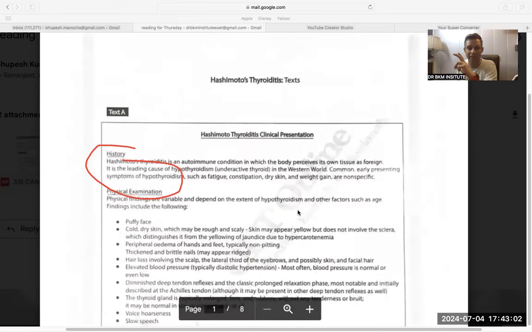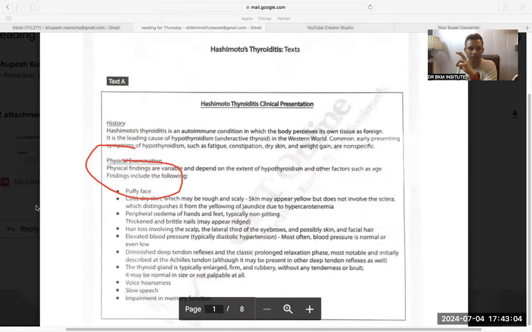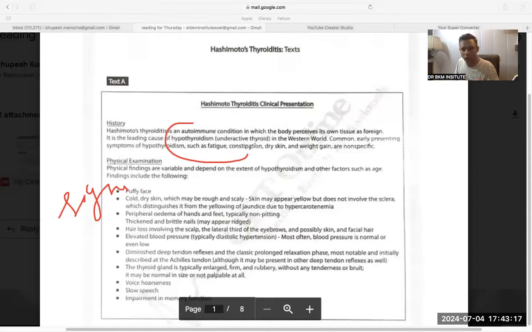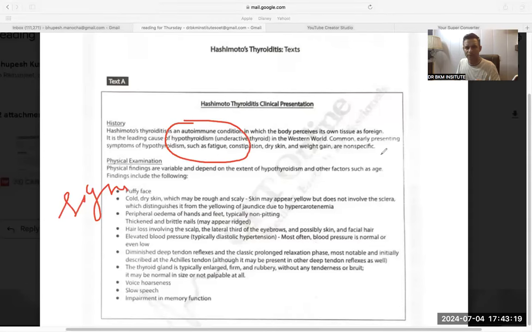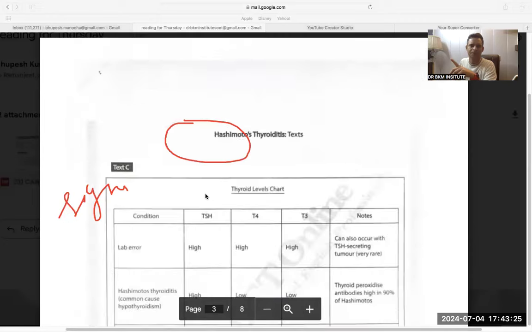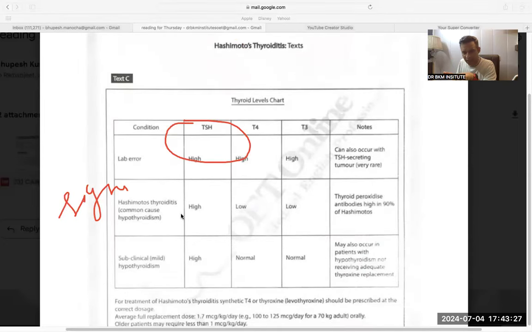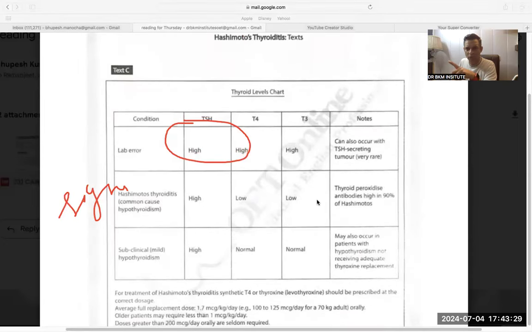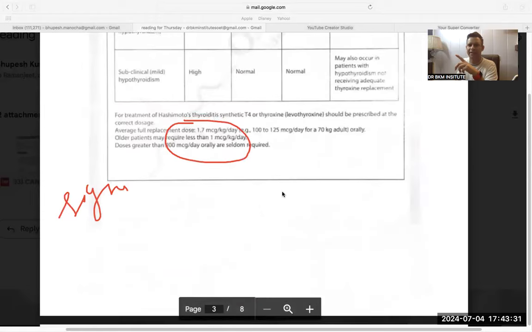I have just read in the first paragraph, they are talking about physical examination. So physical examination means, like in writing, say, on examination, patient was found with. Means the signs should be here. Symptoms and signs should be here. Is an autoimmune condition. Then definition, signs, tests, thyroid levels chart, levels low, high, and then treatment.